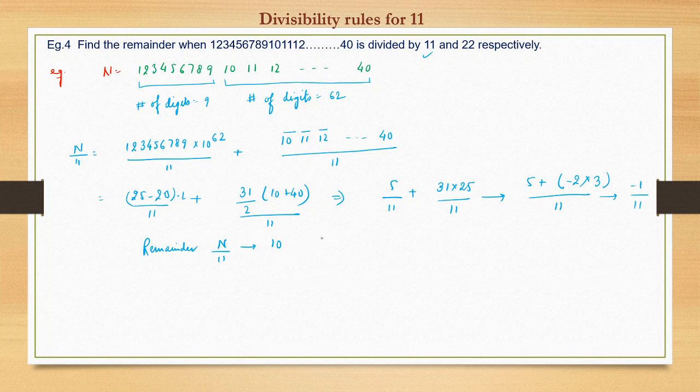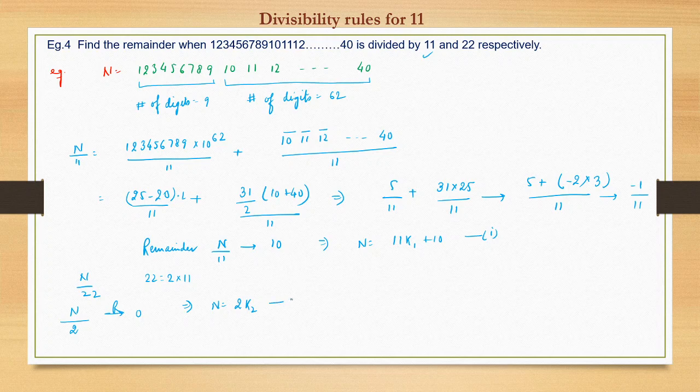Now for 2 we will have to see. So here we can write the number n as 11k1 plus 10. For 22, n by 22, we can write 22 as 2 into 11, right? So if a number is divided by both 11 and 2, then it will be divided by 22. So we will check n by 2. What would be the remainder? This number ends with 0, an even number, so it will be 0 only. So hence we can write n is nothing but 2k2.